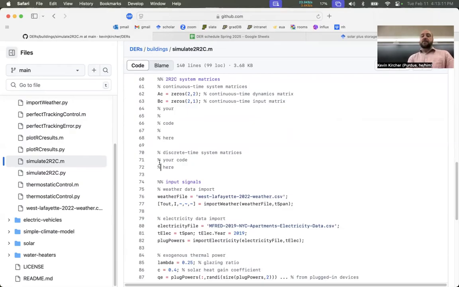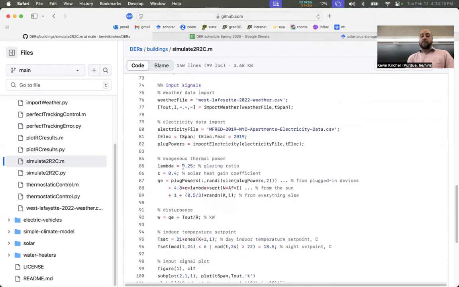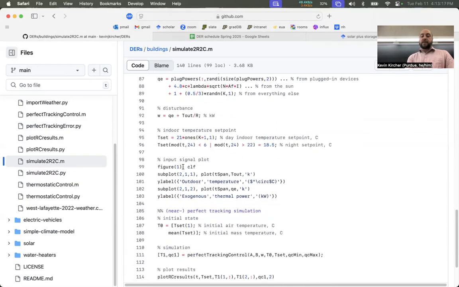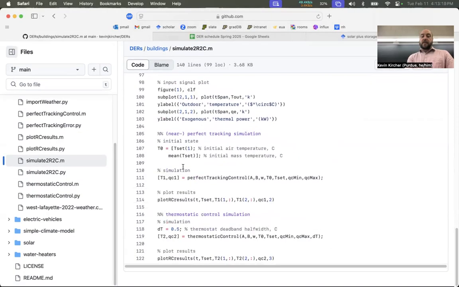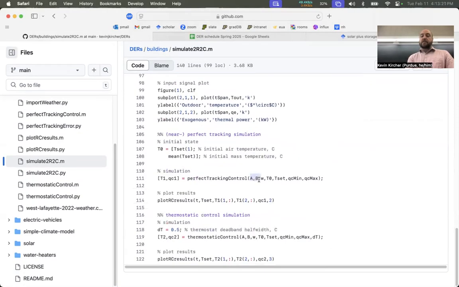And then, yeah, the matrices that you define here will be used, I believe, as inputs to the later functions that you design. Yeah, exactly. So you should call the discrete time matrices A and B. And those are what get passed to the perfect tracking control and to the thermostatic control. And the reason for that is that when we simulate a dynamical system on a computer, usually we use a discrete time model. And so the A and the B encode the physics that gets simulated here.